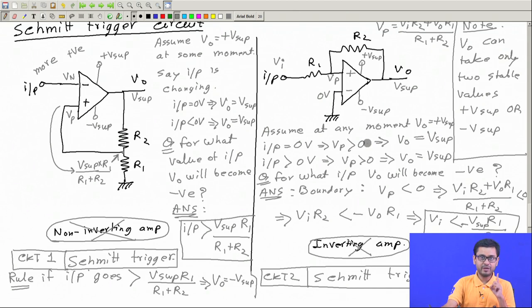To find that, you simply have to consider the rule of the op amp, which says output becomes positive if Vp is higher than Vn. So, find out the value of input which will make Vp higher than 0 volt or lower than 0 volt. Similarly, in this circuit Vp is at this voltage which depends on V supply. So, find out the value of input which will make the input lower than Vp or higher than Vp, so that the output becomes positive or negative. This is what we have seen, and these transition values of input we have called the upper trigger point or lower trigger point.